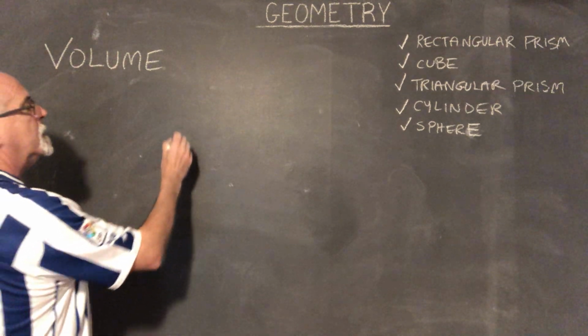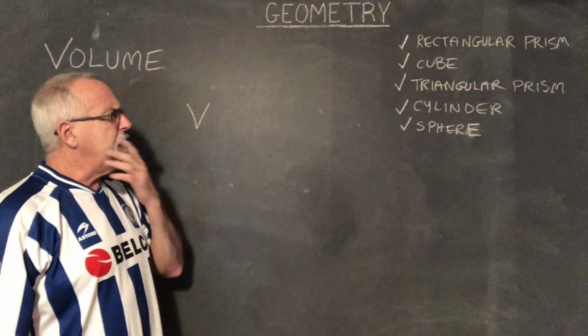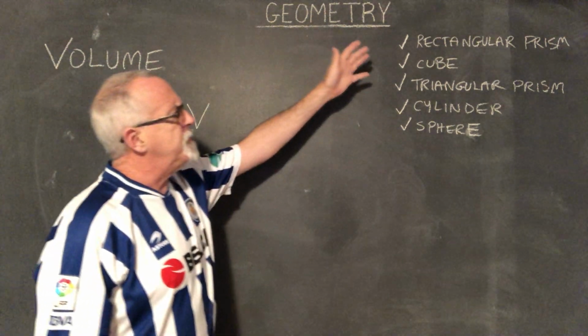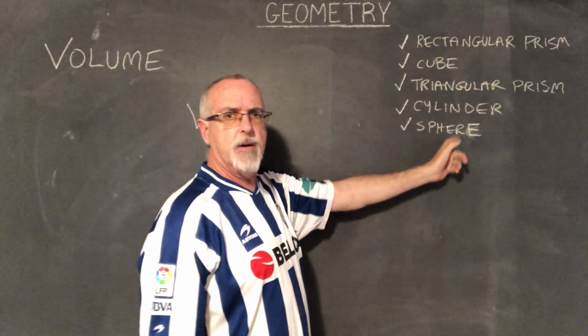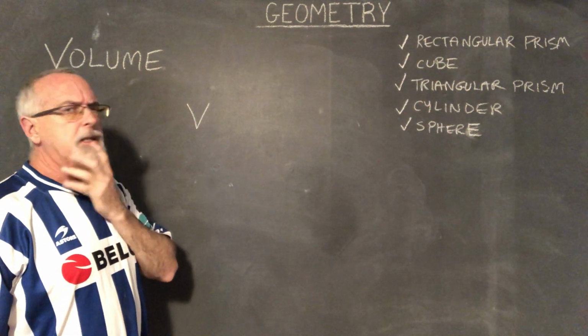Okay, so it is the triangular prism. The volume is going to be the area of the base, which is really true of all the prisms. It's true of all of these, but not the sphere. It's true of all the prisms. All the rest of these are prisms. The area of the base times the height.